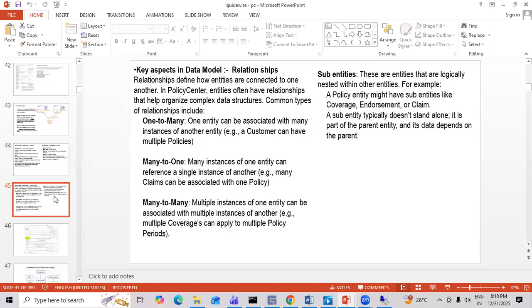Now, second is many to one. Many claims can be associated with one policy. For example, a person has taken a homeowner insurance or a personal auto or commercial auto insurance. A person can submit claims n number of times. There is no rule that you are allowed to submit claims only for a limited time. As long as the claim is genuine, it can be accepted by the insurance company.